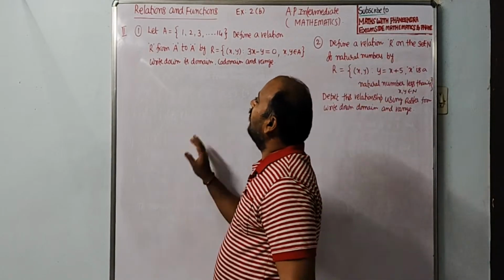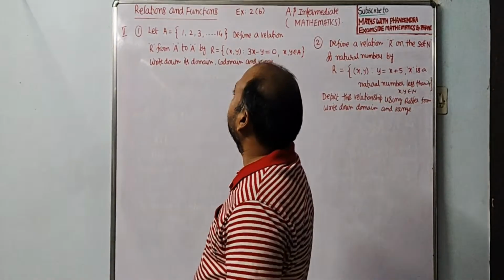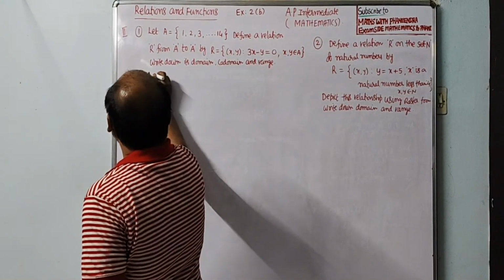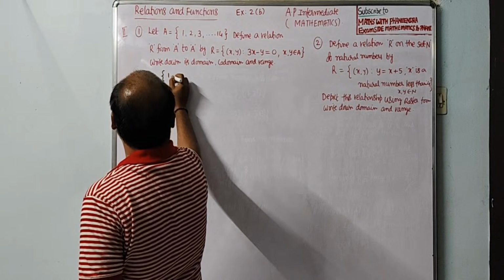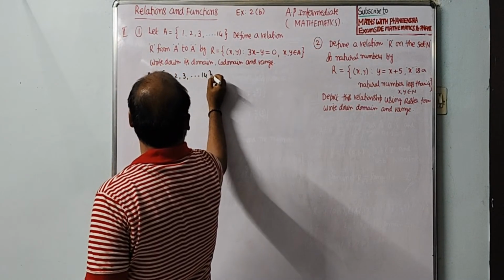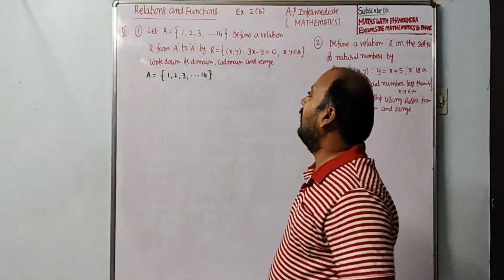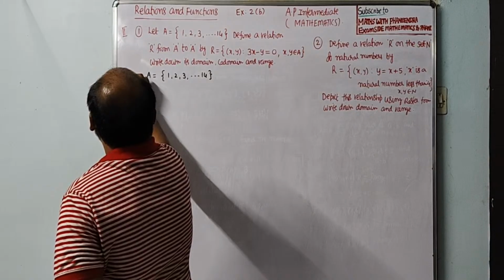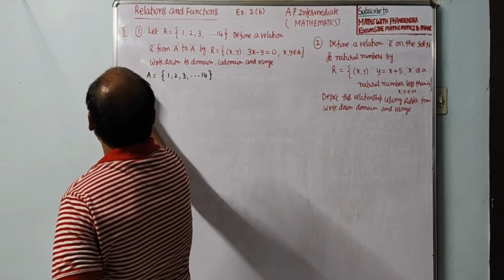See, here they are asking to find, let A is given, A equal to the set of all elements 1, 2, 3 and so on 14. Define a relation. What relation is given? Both are given. Given A equal to and given relation.